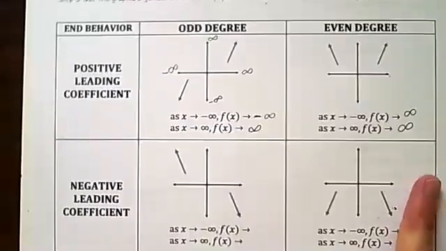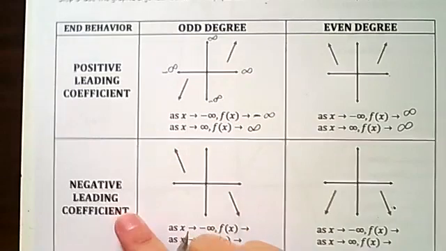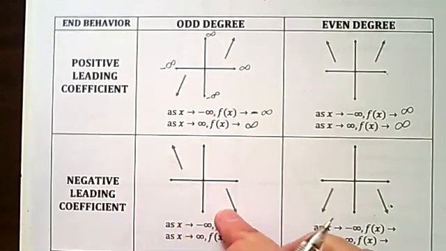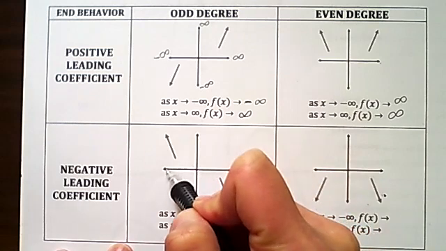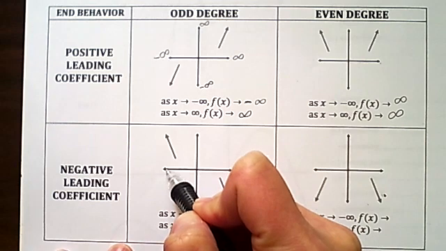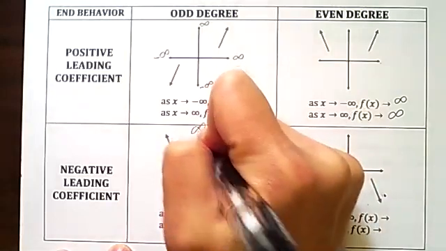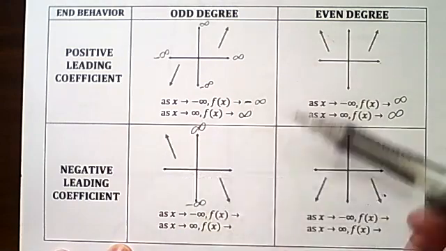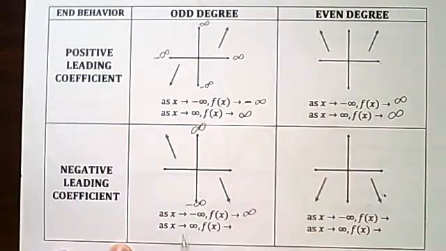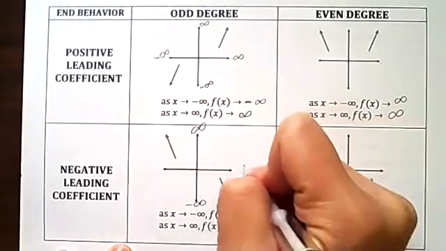Okay. Odd degree, negative leading coefficient. So if there's a negative in the front, this is what it would look like. Left would go up, right would go down. So let's fill this end behavior in. As x approaches negative infinity, so remember that means as we go left, where is this one going? To positive infinity or negative infinity? Where is this left side pointing? To positive infinity. Good.